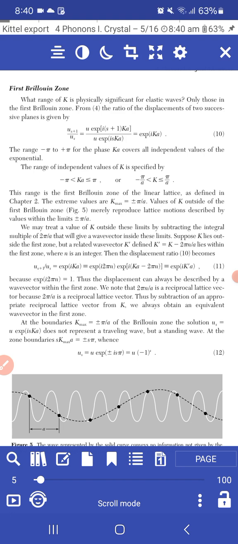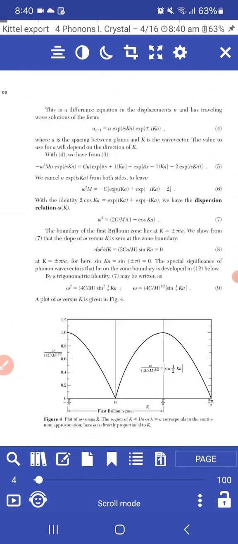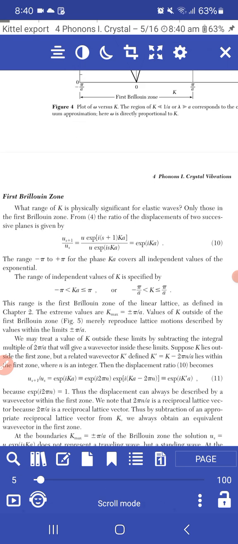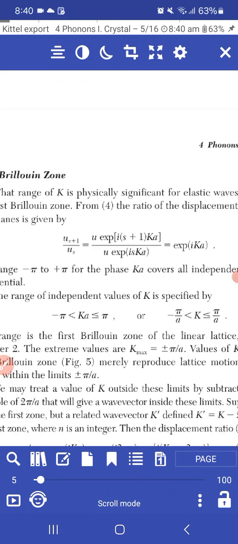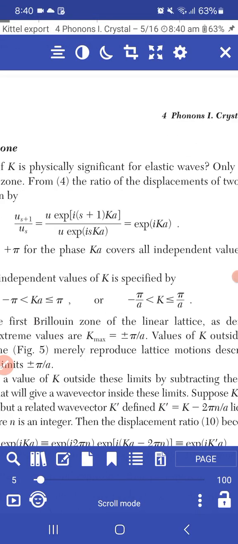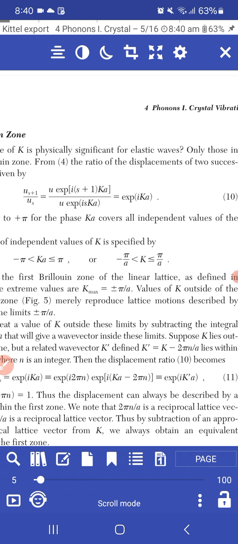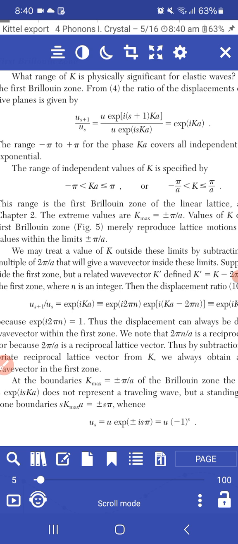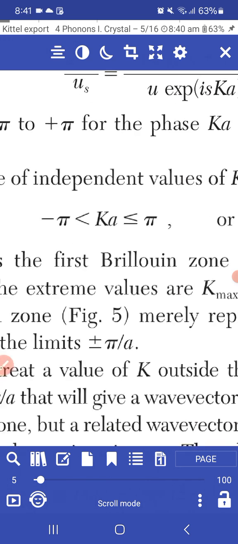What is the range of k physically significant for elastic waves? Only those in the first Brillouin zone. From equation number 4, which was the traveling wave solution form, the ratio of displacement of two successive planes is this. Okay, it is exponential of ika. The range minus pi to plus pi for the phase ka covers all independent values of the exponential. The range of independent values of k is specified by ka from minus pi to plus pi.